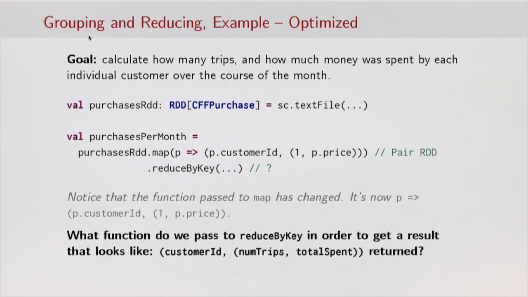Note, to make things a little easier for you, I changed the function that I've passed to map here, so it's a little different than it was in the previous example. Now, instead of a pair RDD with only the customer ID and price, I've also added an integer 1 here to make it easier to do the count of the purchases later. So given that, what should the functional literal be that we pass to reduceByKey in order to get a result that looks like this? A pair of customer ID with a value that itself is a pair of trips, comma, total money spent.